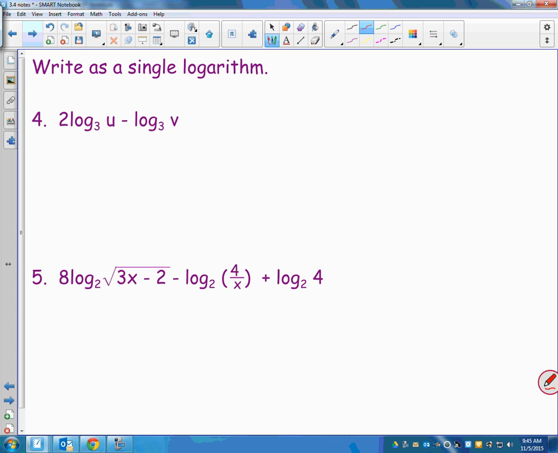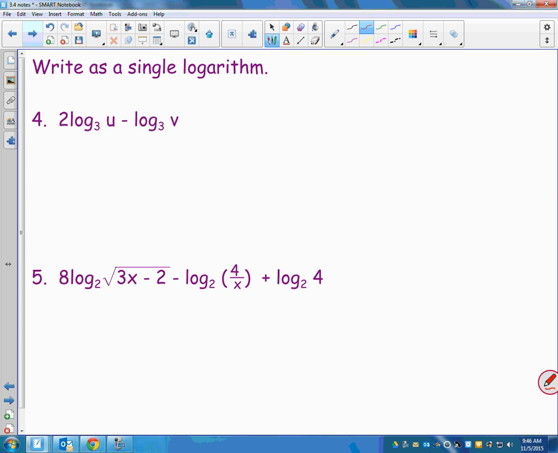So, again, number 5 is kind of crazy. But number 4, use the properties that we have, right? So you should know what subtraction means to go back as division, addition means to go back as multiplication, and a number in front means an exponent for just that one log. So try number 4 and maybe see where you can get on number 5 before we go through them together.